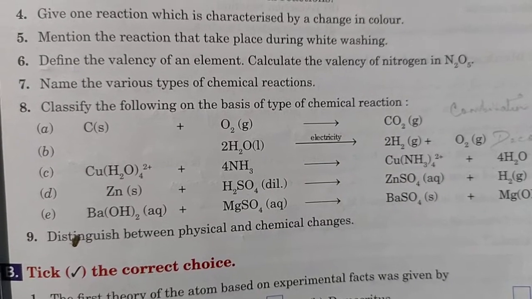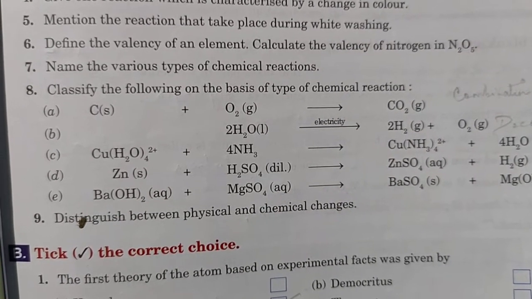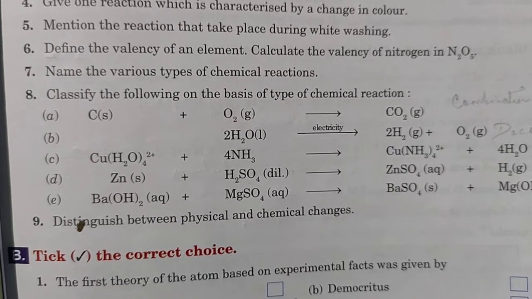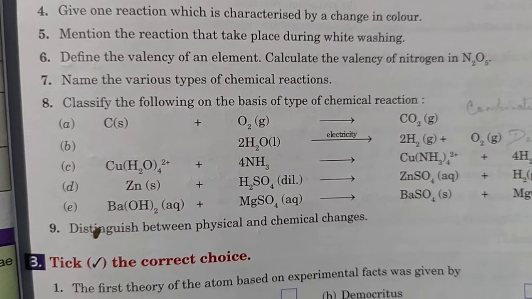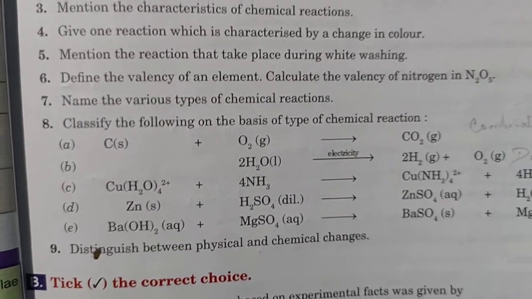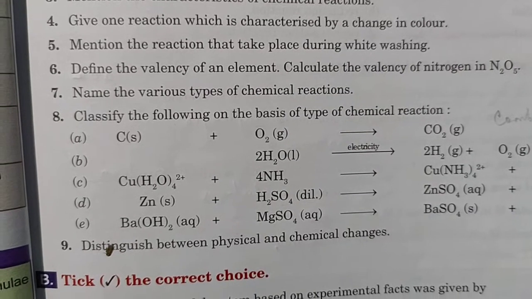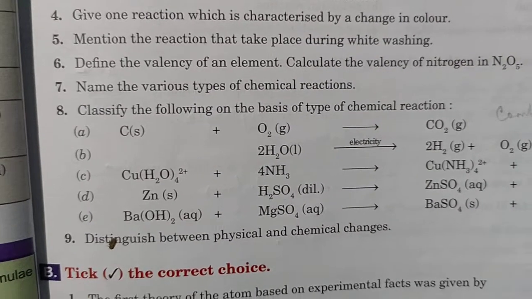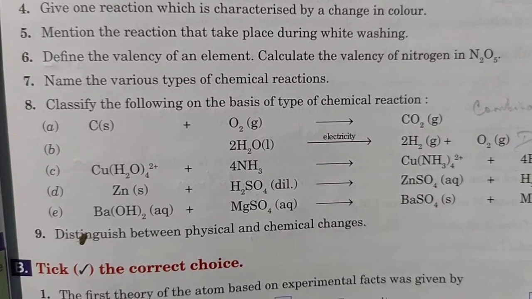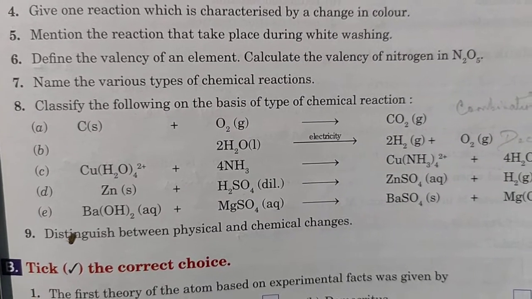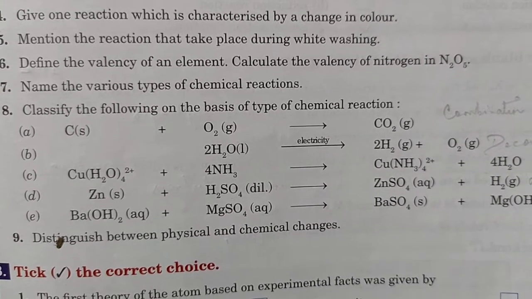Now we will discuss here: classify the following on the basis of type of chemical reaction. So the first equation, you see, C plus O2 gives out CO2. So here two or more substances combine. Two substances, that is carbon and oxygen, combine to form a single substance, that is carbon dioxide. So this is a combination reaction. Then the second equation, you see, 2H2O gives out 2H2 plus O2. That means it decomposed. So that is why it is a decomposition reaction.